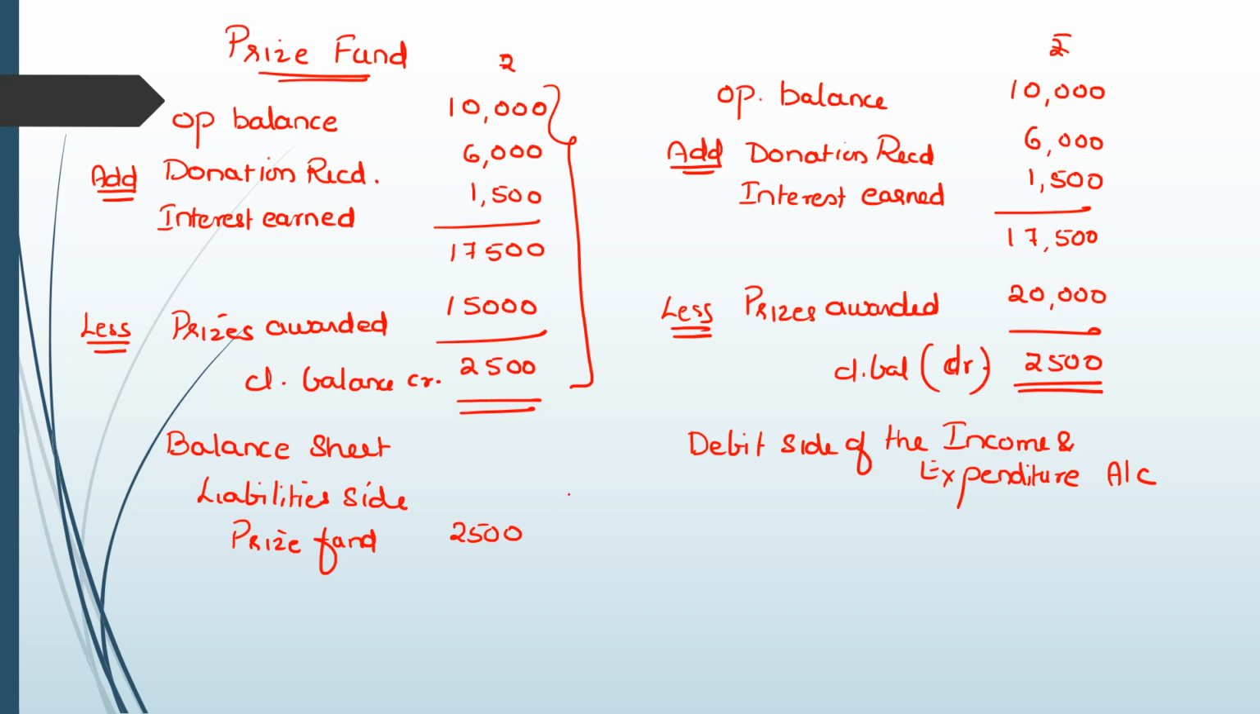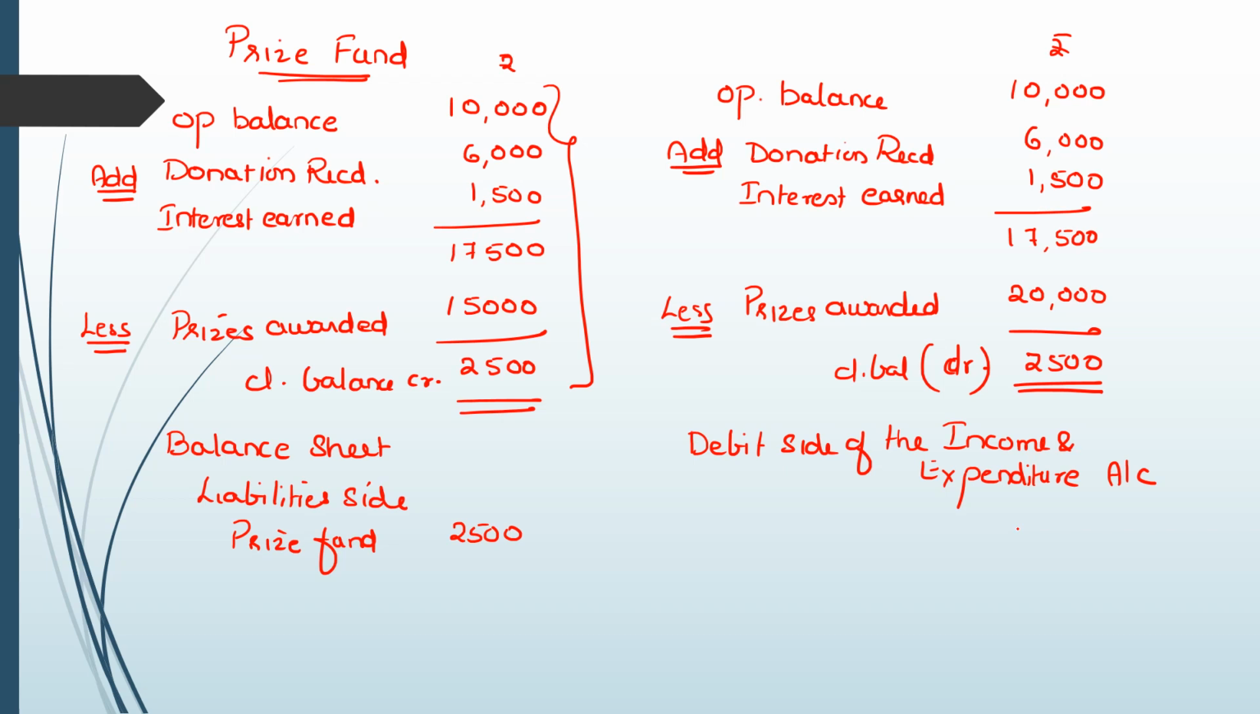So this is how a prize fund, a fund where an asset is not created, can have a credit balance which would be reflected in the balance sheet on the liability side. But if that same fund is having a debit balance because the amount being spent is more than the fund balance, the debit balance would go into the debit side of the income and expenditure account. So I hope that is clear.